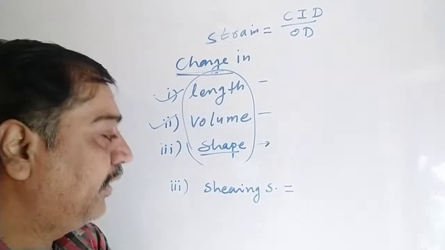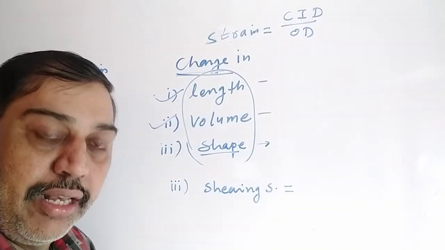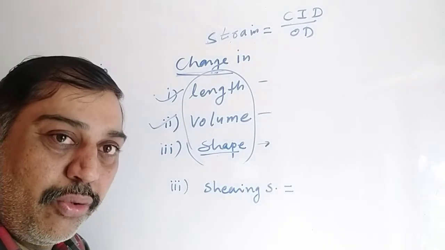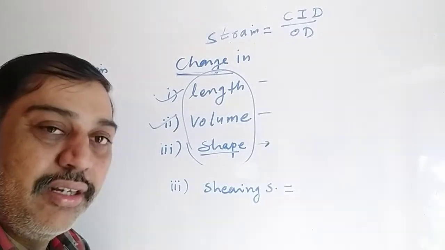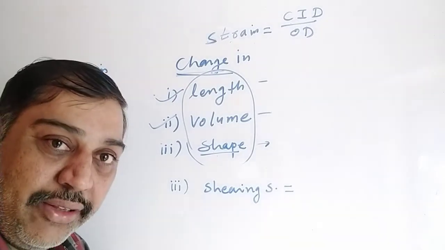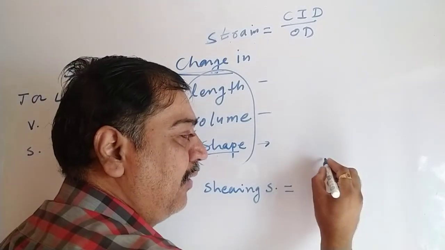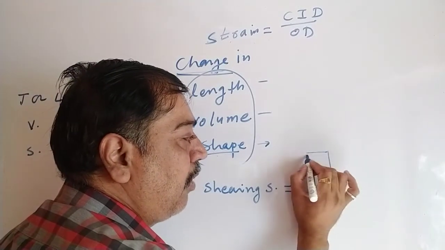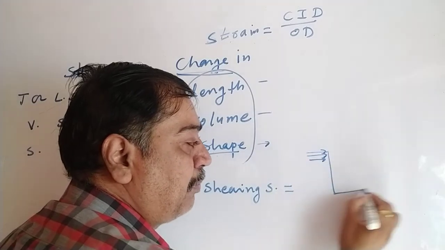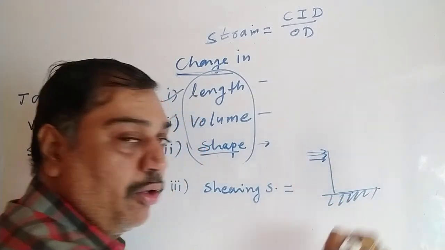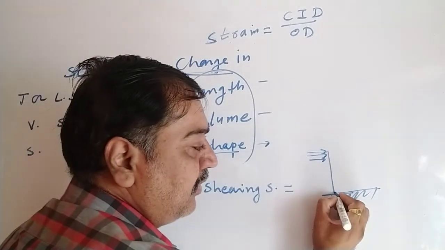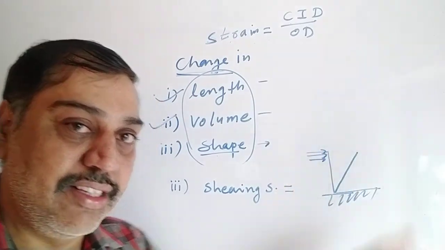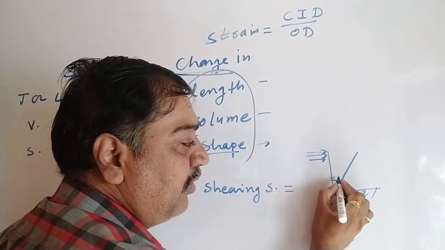Here, shearing strain is the lateral displacement of the two layers divided by the original length of the cube. For example, I will draw only one side. Suppose this is initially one side of the cube. When we apply some force at the top like this, and this part is fixed, stuck to the table, then what will occur? This side gets tilted. Initially it is like this, now it gets tilted by some angle, say theta.